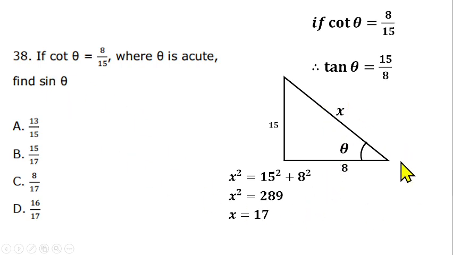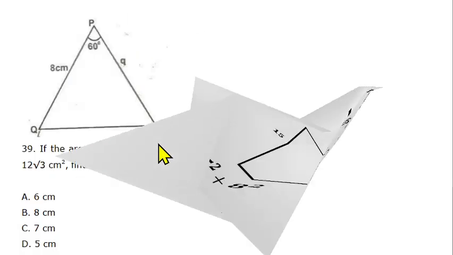Now can I find sine of this angle? Sine is opposite over hypotenuse, so sine theta will now be equal to 15 over 17. So option B is the correct option for question number 38.